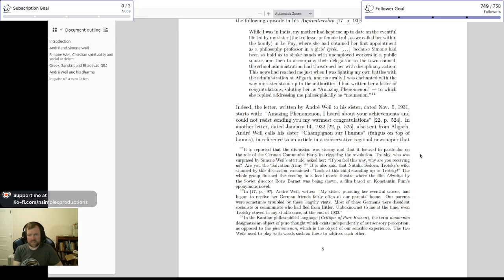It is also said that Natalia Sadova, Trotsky's wife, stunned by this discussion, exclaimed, "Look at this child standing up to Trotsky." The whole group finished the evening in a local movie theater where the film Ukraina by Soviet director Boris Barnet was being shown, a film based on Konstantin Finn's eponymous novel.